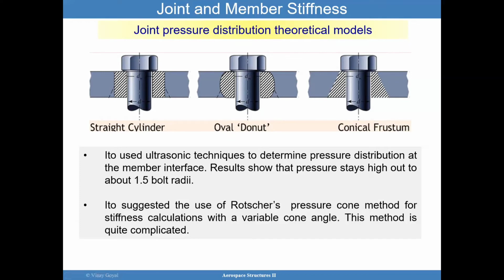Researchers have shown that the conical frustrum is a good approach. The oval donut is another approach that people have used. Finite elements will definitely be the most effective approach, though maybe not as efficient. But for hand calculations, the conical frustrum is the gold standard in this kind of analysis.